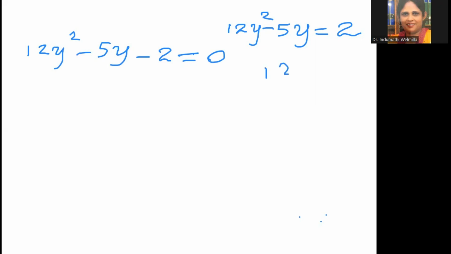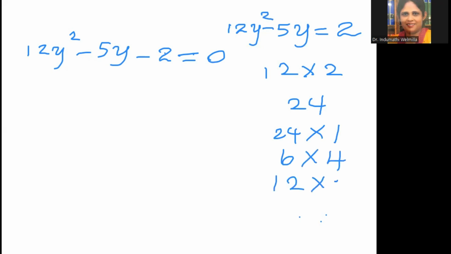12 into 2, right? That means 24. What are the factors of 24? 24 into 1, 6 into 4, 12 into 2. Any more? 8 into 3. Okay, right. Now we need to check. There are more factors. Check how we can get the middle term coefficient.